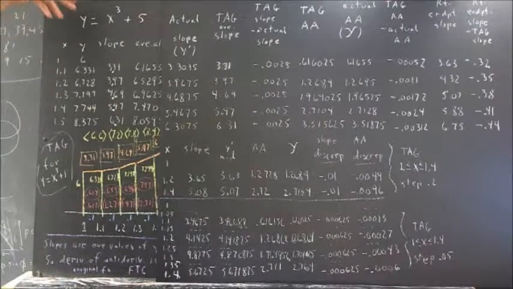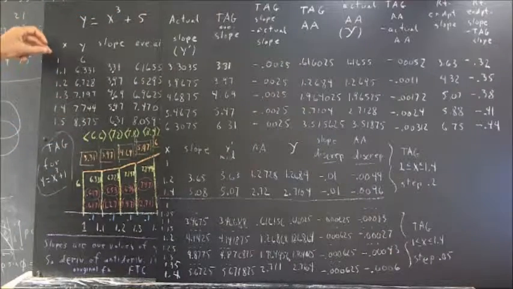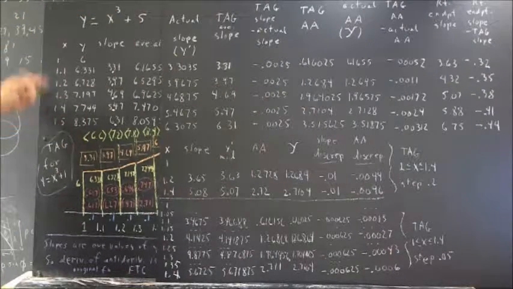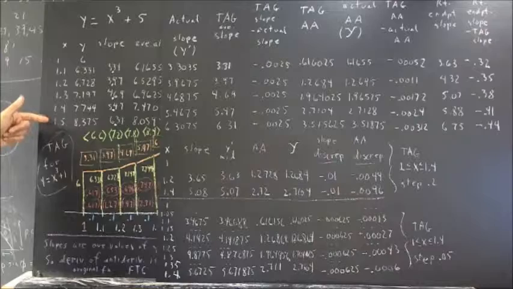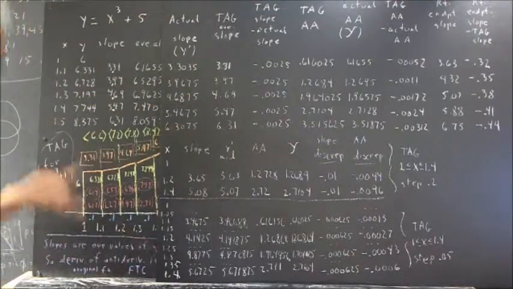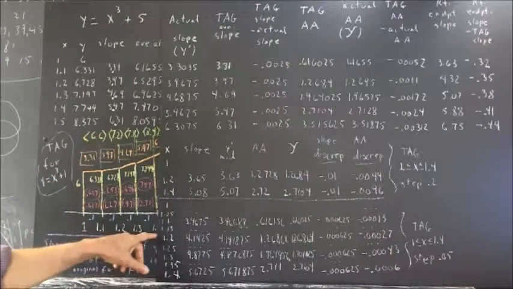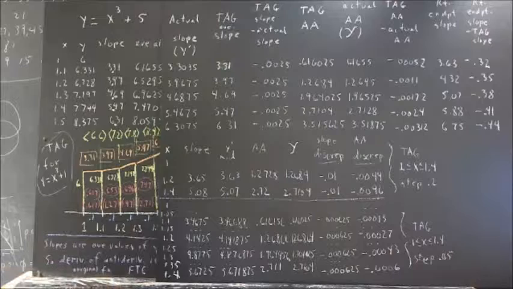Okay, looking again at the trapezoidal graph of y equals x cubed plus 5 on the interval from x equals 1 to 1.5 by a step of 0.1. We got all the values, and here's the trapezoidal approximation graph, at least from x equals 1 up to x equals 1.4. Now, we want to make a few comparisons.